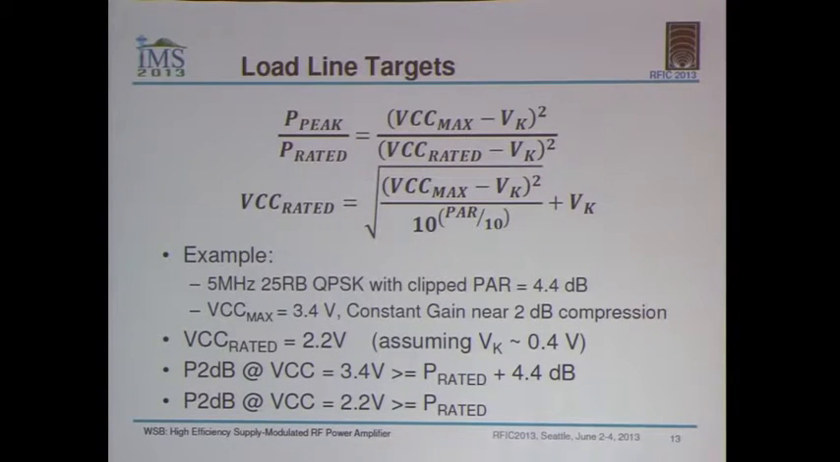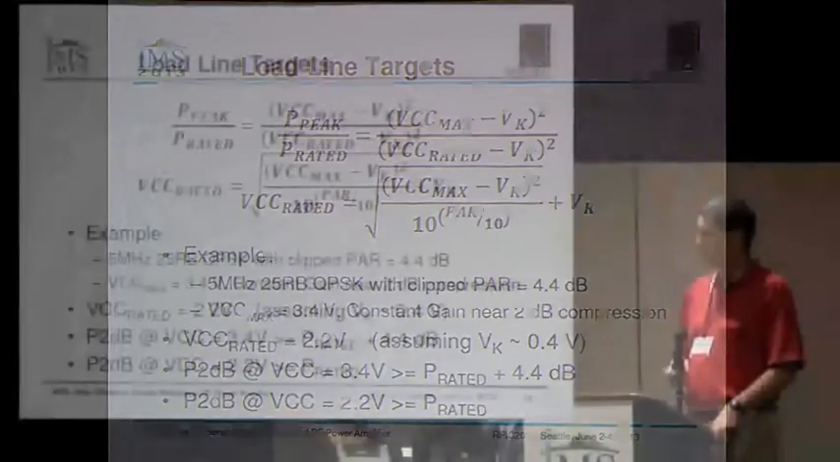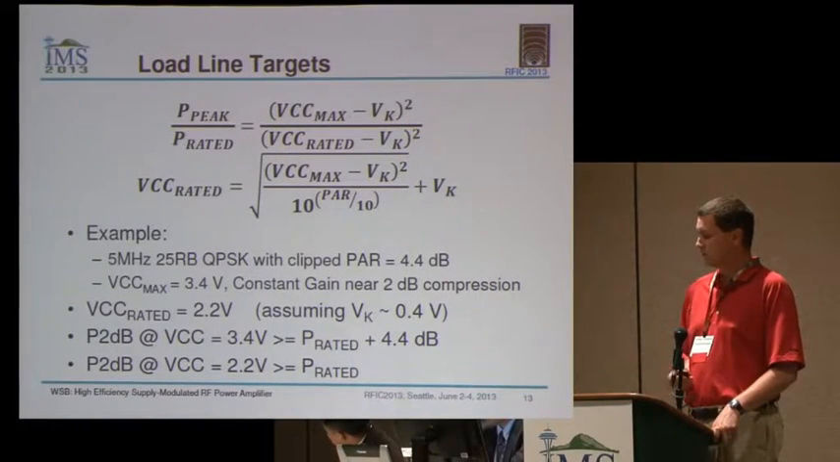So if the P peak is the power at VCC max where the onset of clipping occurs, and P rated is the power at VCC rated, we can form the ratio. Basically, the ratio of P peak to P rated is the peak to average ratio where you want clipping to start. So then we can calculate the VCC rated.